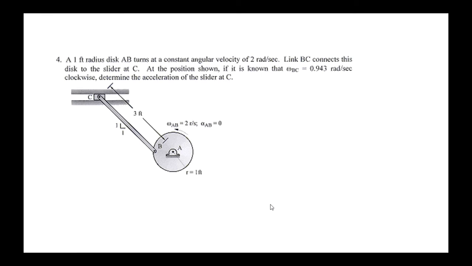So a 1 foot radius disc, AB, turns at a constant angular velocity. Wait, is it constant? Oh, I don't like that. I want to go to a harder one. I misread it. It's too much like the other one. It's also got a 45 in it, so I'm changing my mind. Ooh, I like this one better.